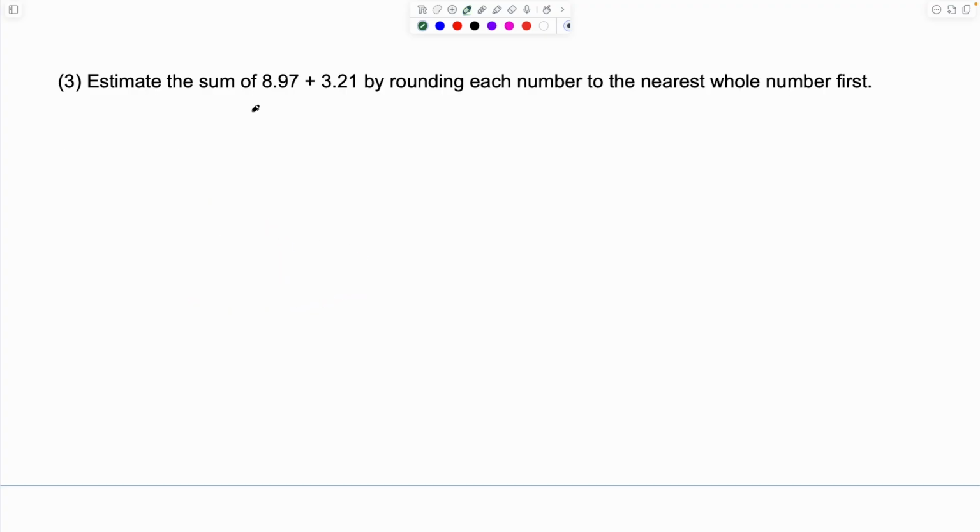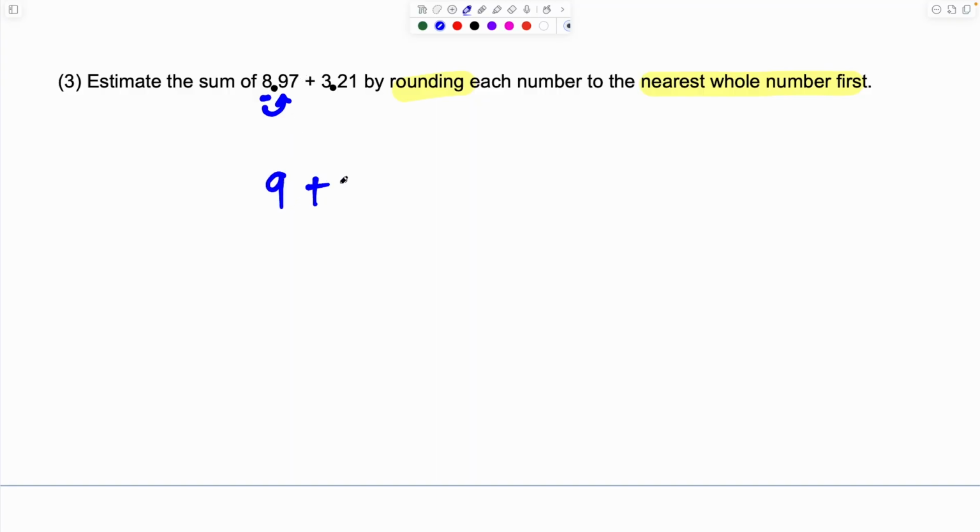Question 3, estimate the sum of 8.97 plus 3.21 by rounding each number to the nearest whole number first. So for this one, the first thing we're going to do is round to the nearest whole number first. Okay, so when I look at these numbers here and see that we have 8.97 and 3.21, when we round to the nearest whole number, we look to the left of the decimal and we're looking at the ones place here. So let's say here I have an 8, to the right of the decimal immediately is a 9. So I would round 8.97 up to 9.